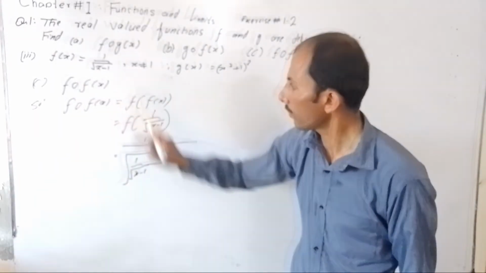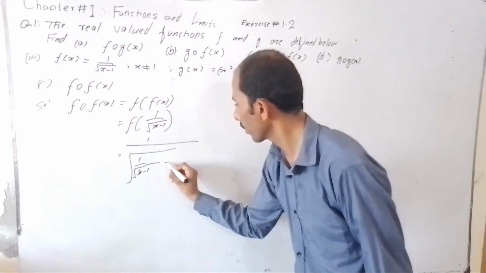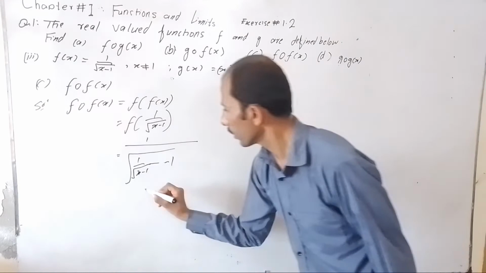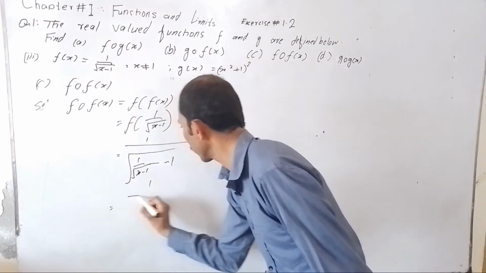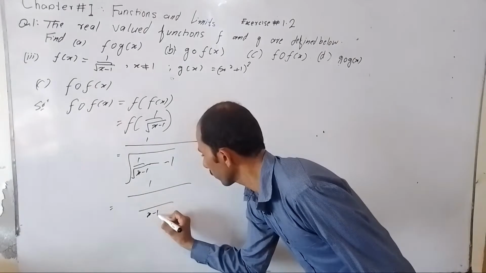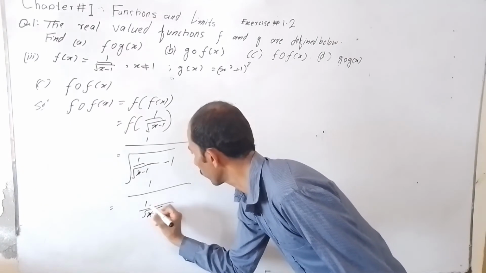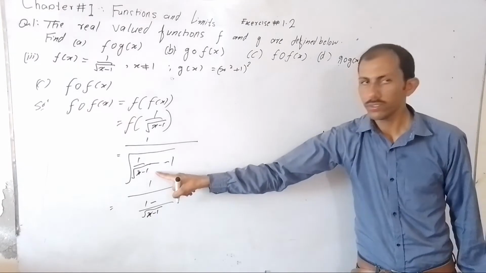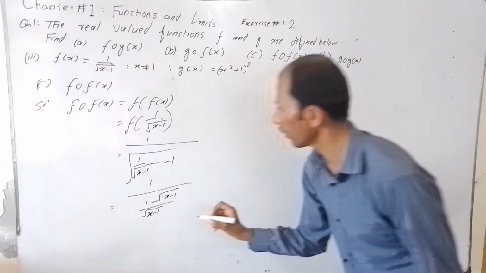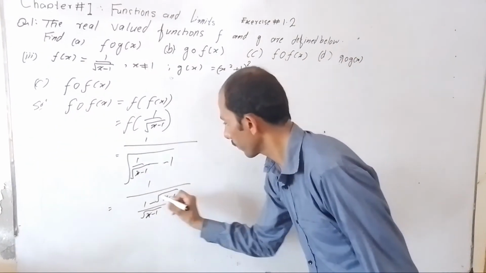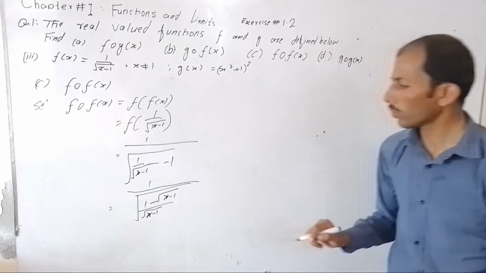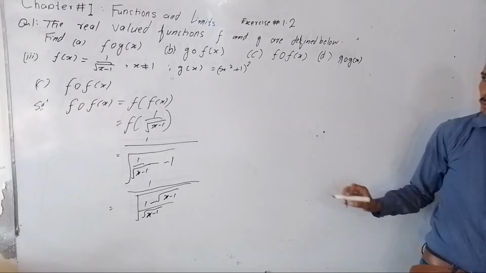Next, minus 1, so it is equal to 1 divided by under root of 1 divided by under root of x minus 1, minus 1, taking LCM, which is the required solution.